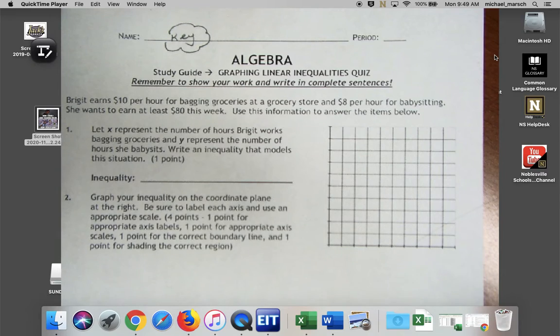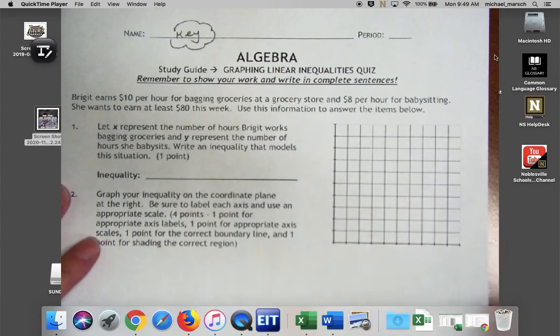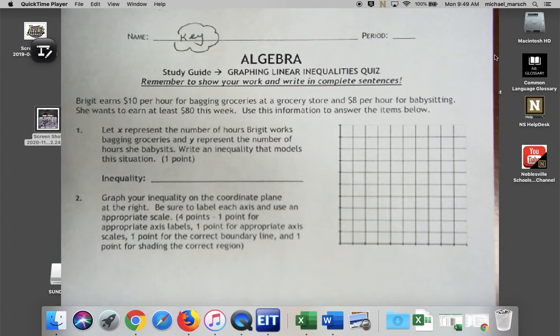Okay, so here's your study guide for the quiz that you're going to take tomorrow. I promise you it's going to be painless. You guys are going to do great, and I didn't want to spend an entire class period, an extra day outside of school, when you guys can come in tomorrow and just rock this.